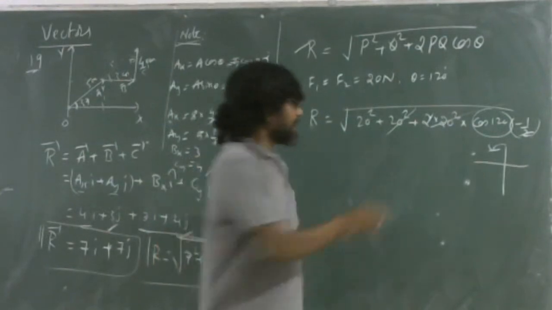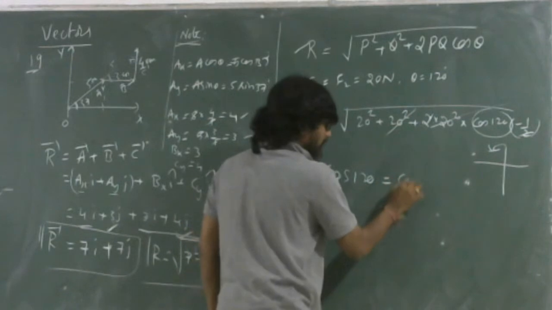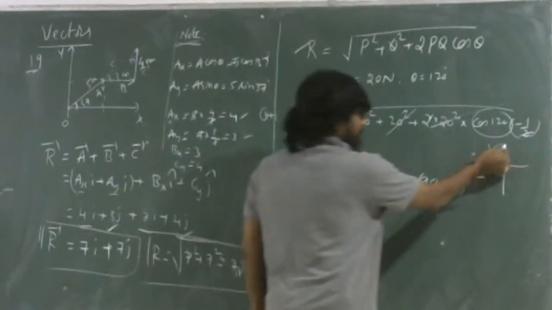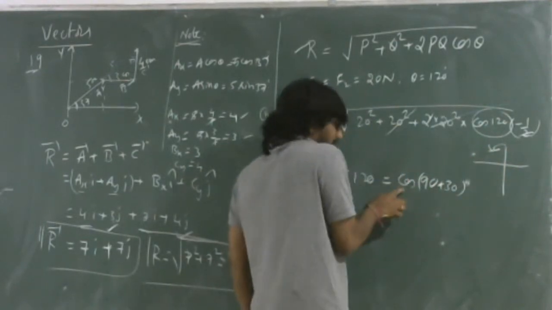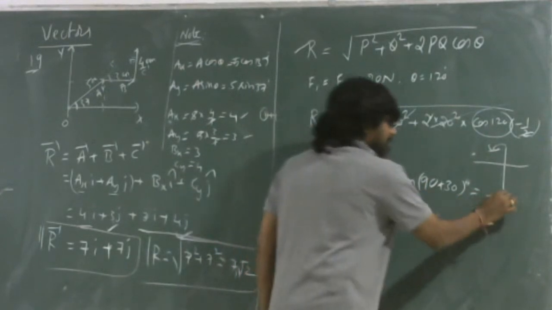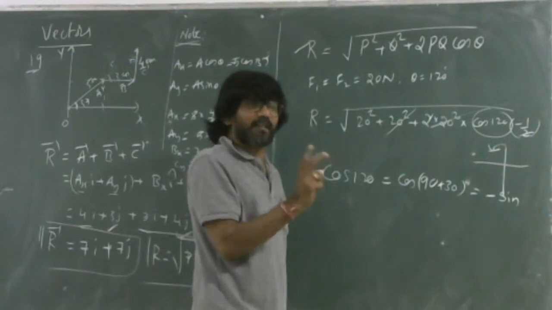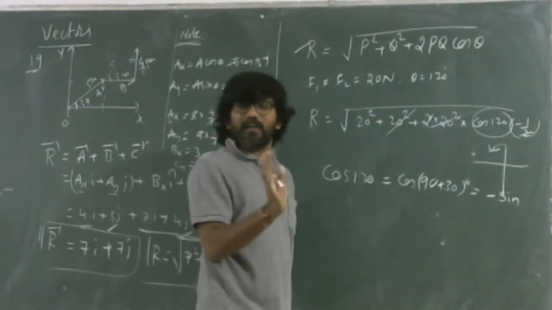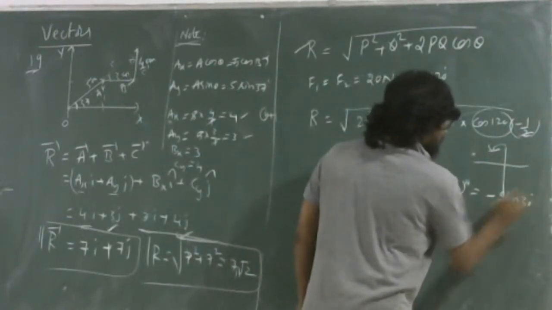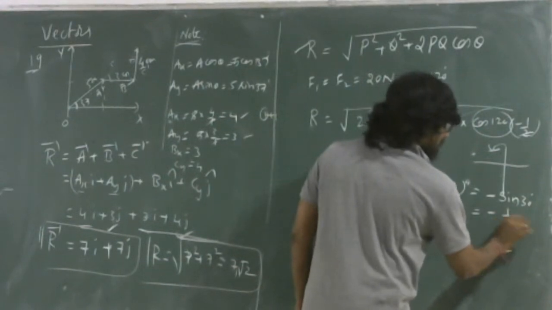Cos 120 can be expressed as cos of 90 plus 30. 90 plus comes in the second quadrant. In the second quadrant cos is negative. So for cos of 90 plus, sin will automatically come. For 90 plus or minus, sin will come. For 180 plus or minus, the function will not change. Yes or no? So then the angle is sin 30. So minus sin 30 is how much? Sin 30 is 1 by 2.